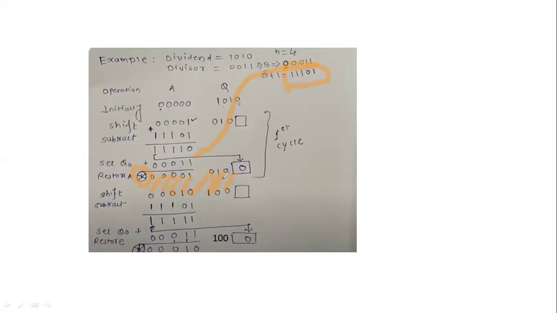So 1 0 1, and again you can add. 0 plus 1 is 1. And again 1 plus 1 is 1. So 1 plus 0 is 1. Again 0 plus 1 is 1. And 1 plus 0 plus 1 is 1. And 0 plus 1 is 1.